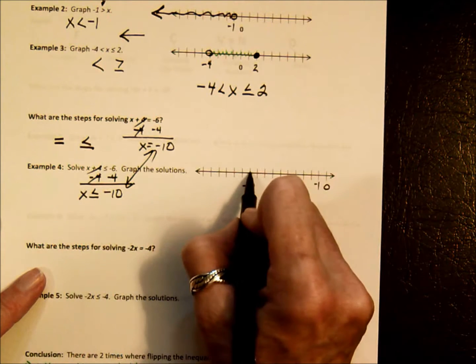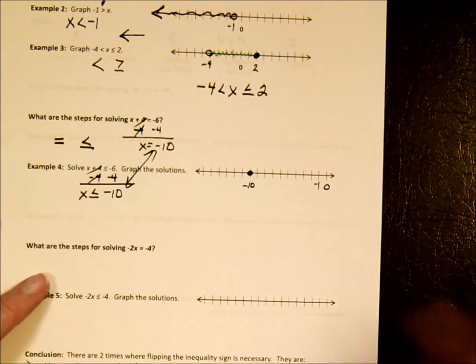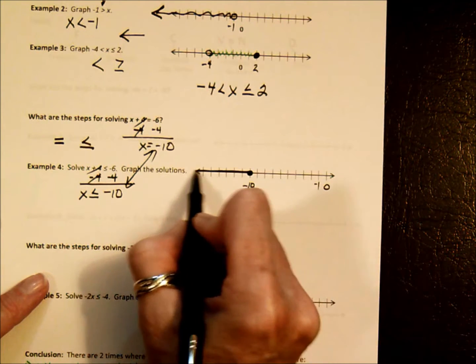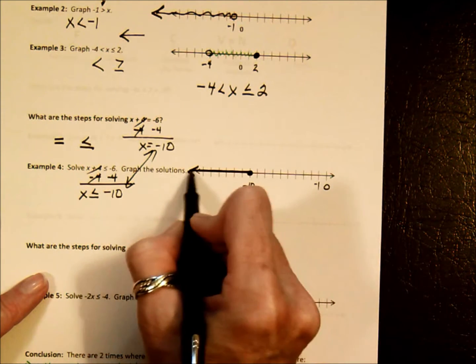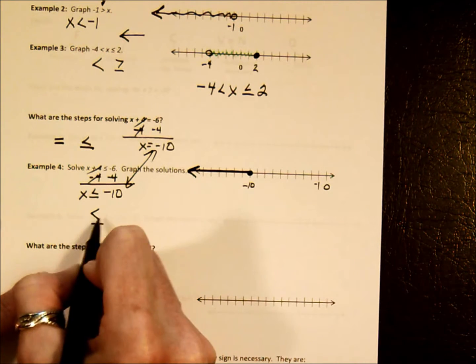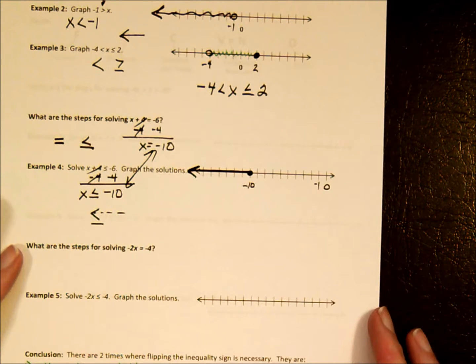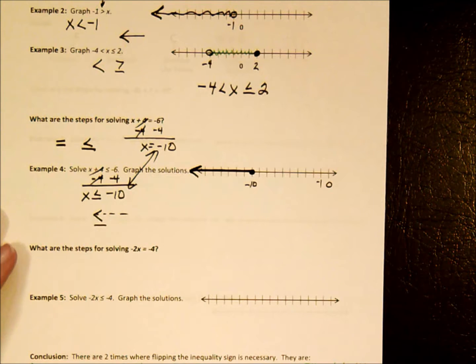It's a closed circle because it has an "or equal to," and we are talking about everything that goes in that direction, down. The reason is my symbol goes that way, so if it were an arrow, it would be pointing that direction. So solving an inequality is just like solving an equation as far as your steps go.